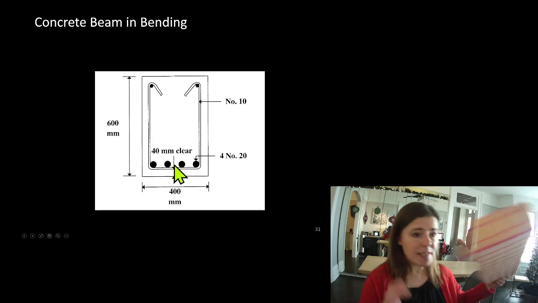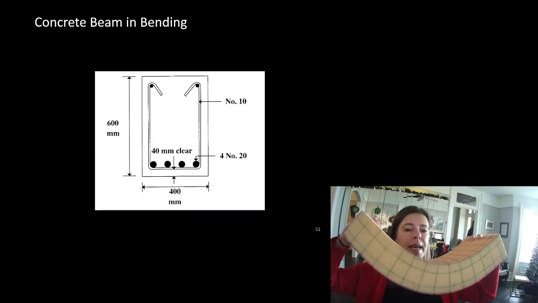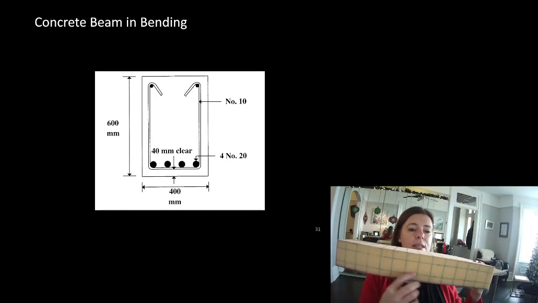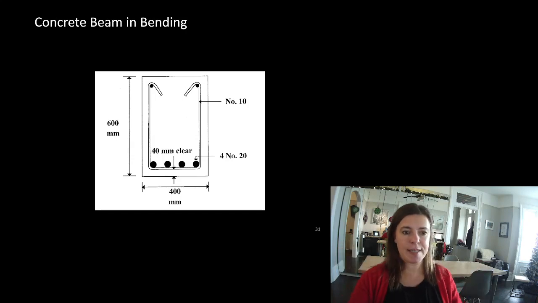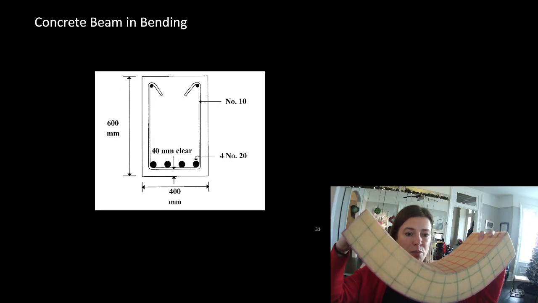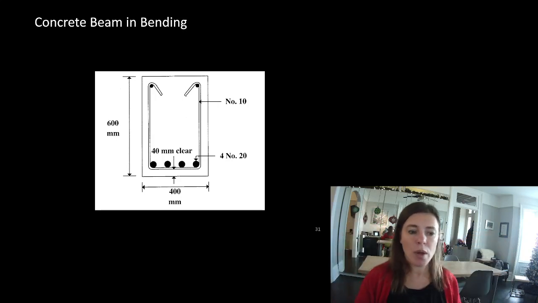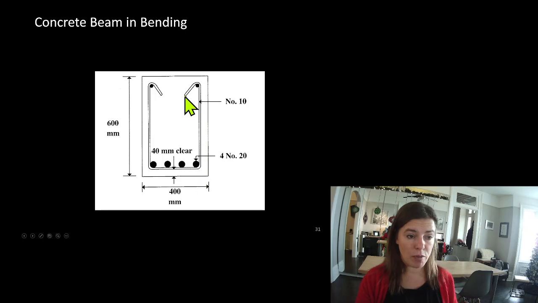Remember, most of the time, things are bending like this. So we need our steel to do the tension work because concrete has zero capacity in tension. So bending, compression at the top, tension at the bottom. We put our steel in to do the tension work. The concrete is doing all the work for compression at the top. These ties are doing the job of our shear reinforcing.